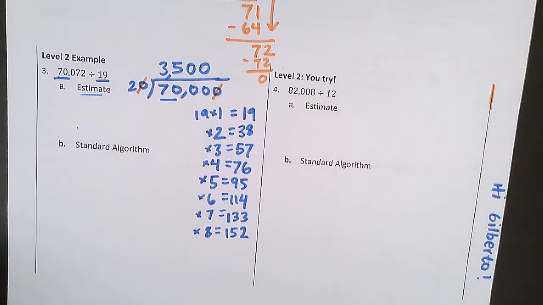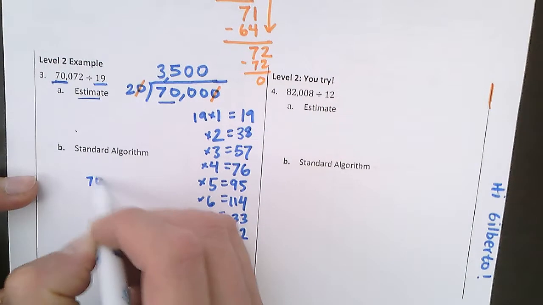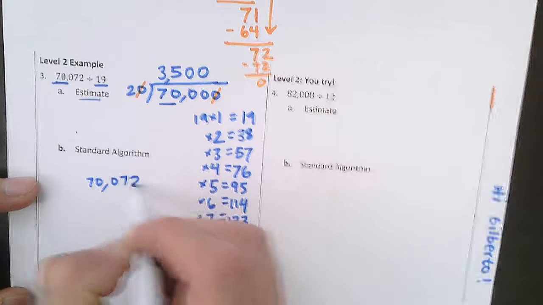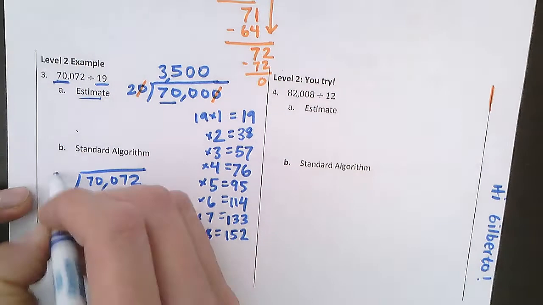Let's use the standard algorithm. Let's write out, we're dividing 70,072 divided by 19.